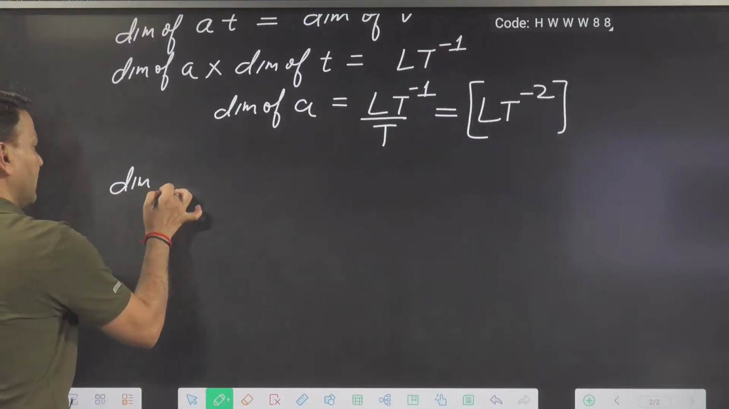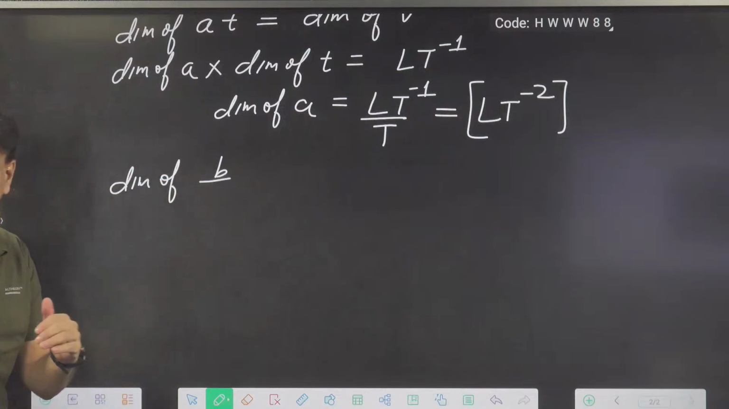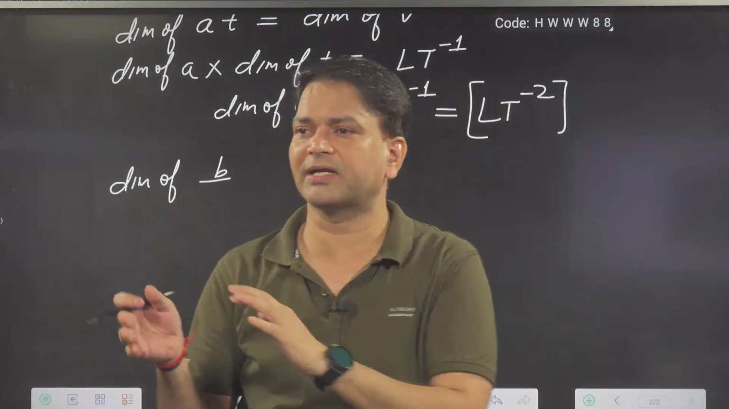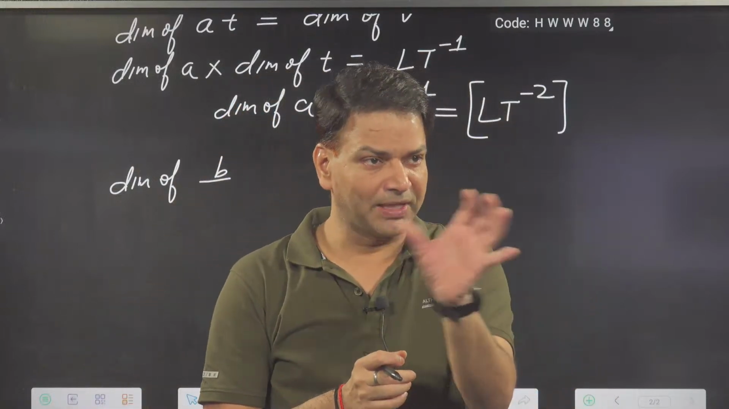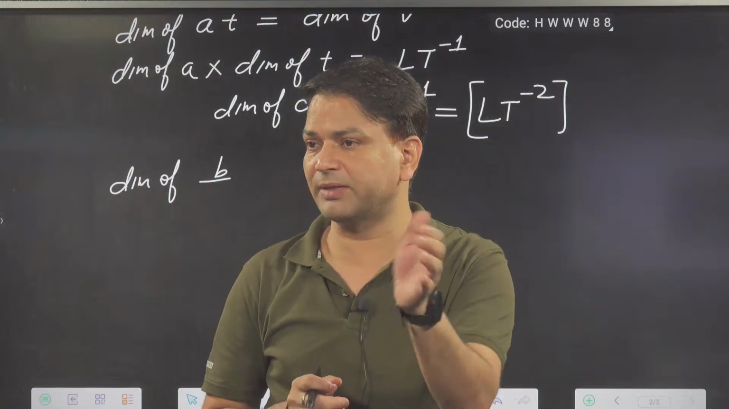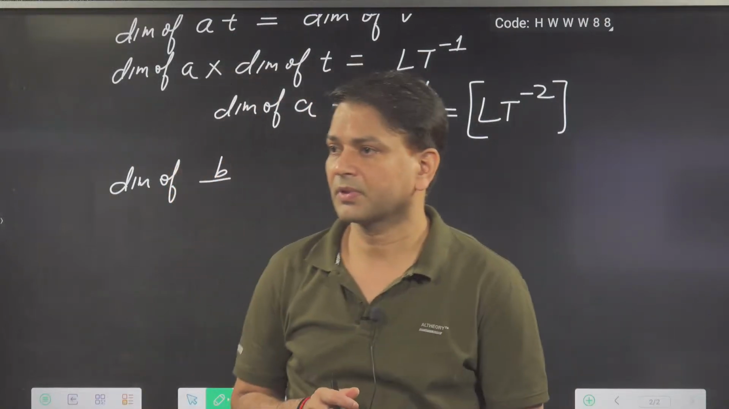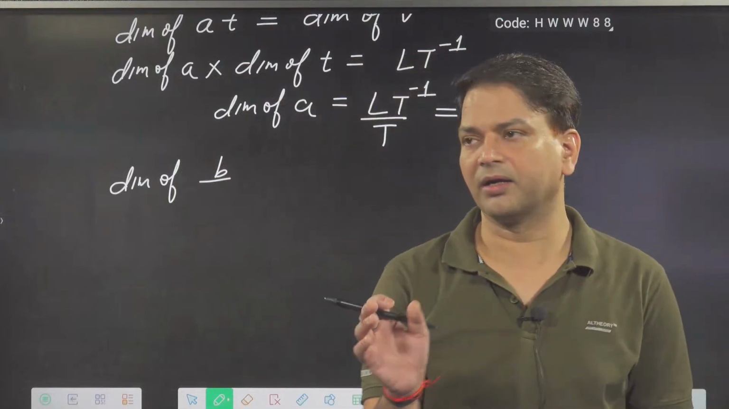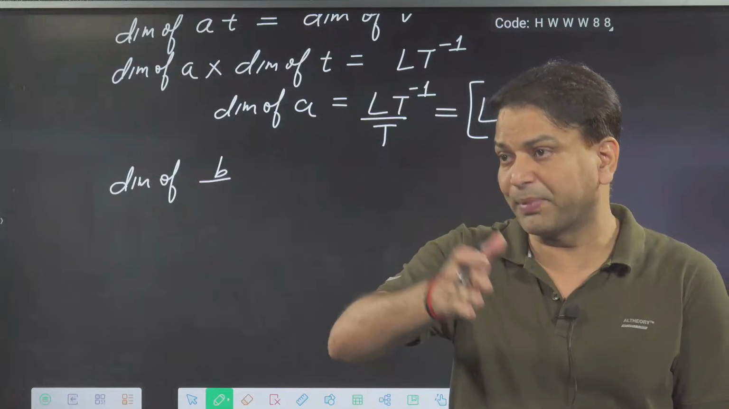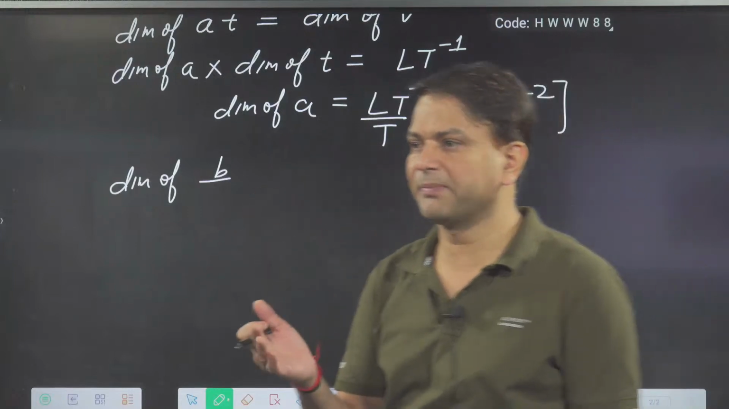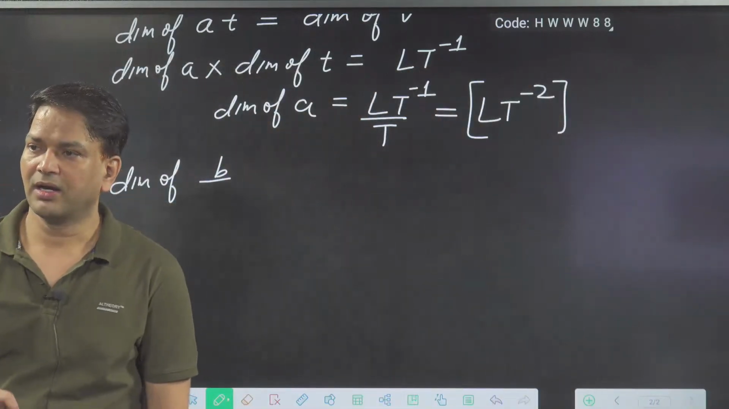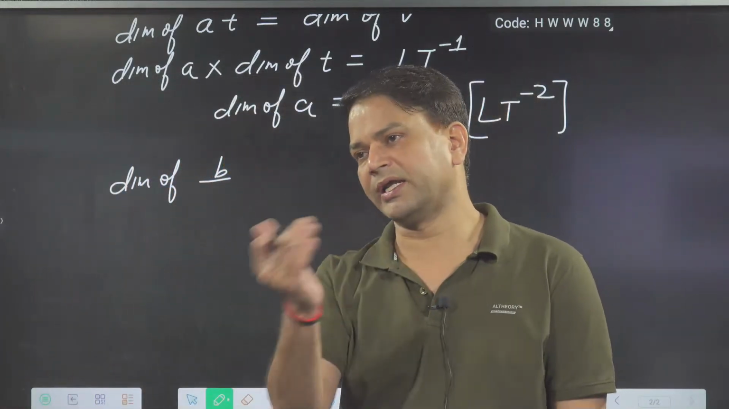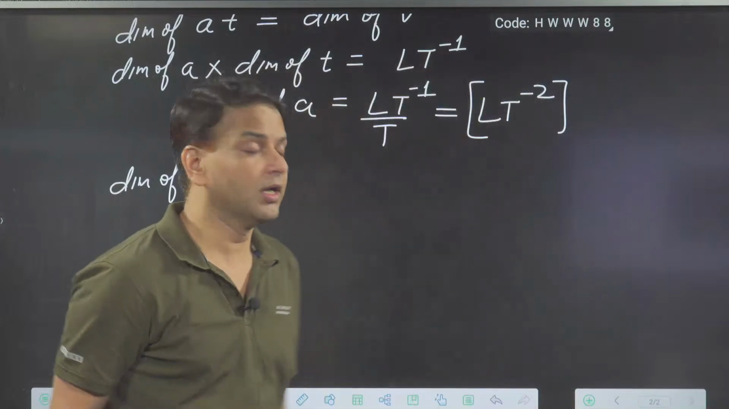So dimension of B upon C plus T. We are adding C plus T in the denominator. Dimension of C and dimension of T are same. What can I write in terms of dimension? Time plus time is equal to time. We are not applying numbers, we are just dealing with the unit. C is time, T is time, so time plus time gives time.